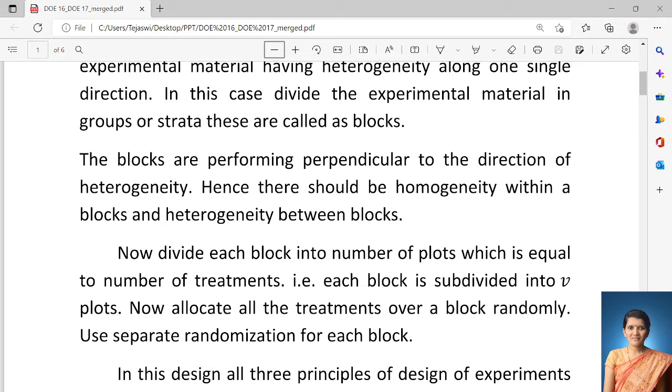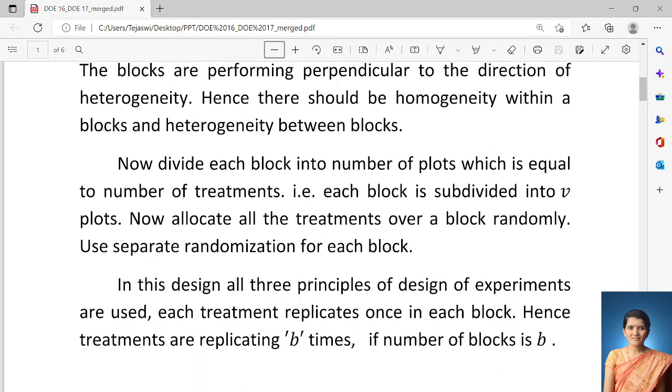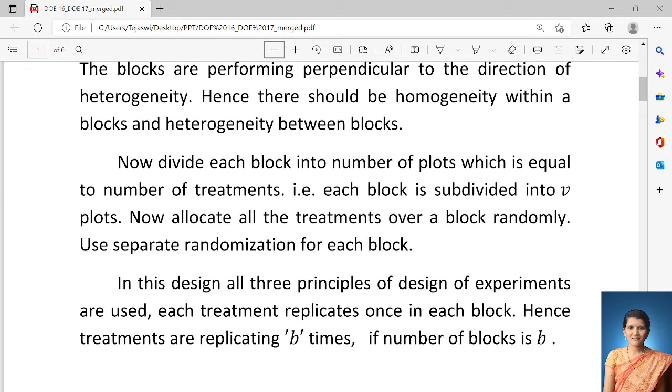Now divide each block into a number of plots which is equal to the number of treatments, so each block is subdivided into v plots. Now allocate all the treatments over the block randomly. So how to decide the number of plots? The number of treatments we will apply, that is the number of plots we use. Use separate randomization for each block.